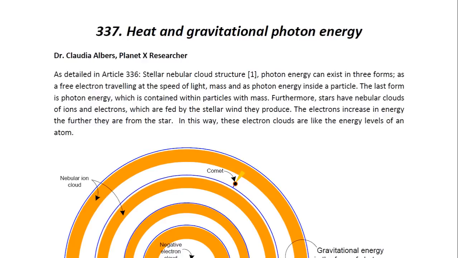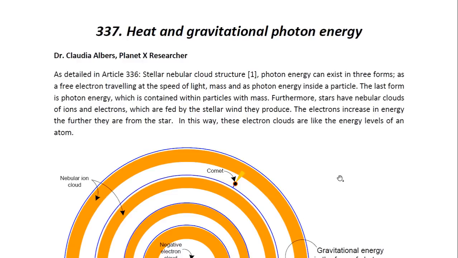And today I'd like to bring to you another one of my articles. This one is entitled Heat and Gravitational Photon Energy. Now, as I detailed in Article 336, Stellar Nebula Cloud Structure, photon energy can exist in three forms: as a free electron traveling at the speed of light, as mass, and as photon energy inside a particle. The last form is photon energy, which is contained within particles with mass.